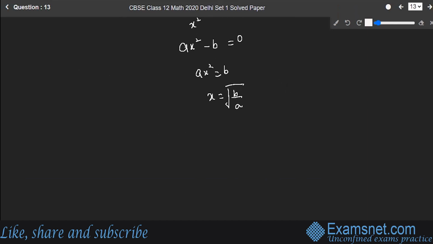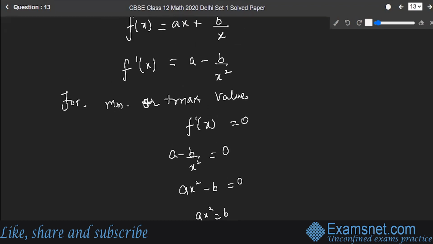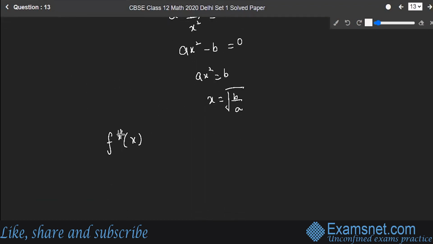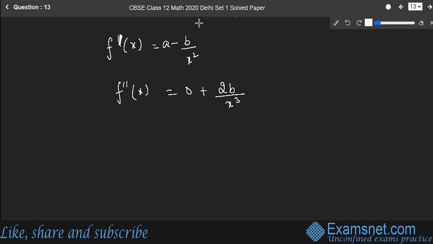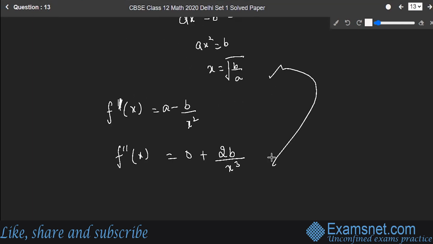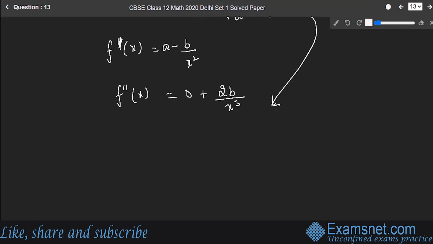Right. So let's talk about the second derivative. You already had f'(x) = a − b/x². So the second derivative of this function will be equal to 0 + 2b/x³. And what is the value of x from here? So this is equal to 0 + 2b/(√(b/a))³.